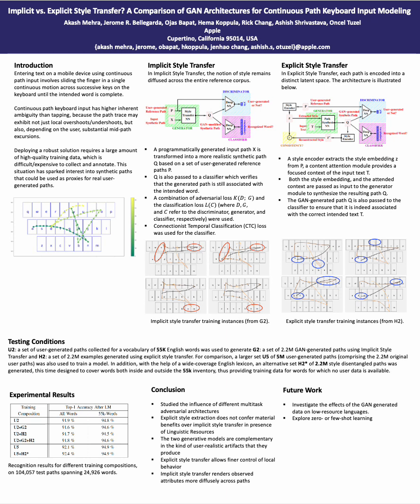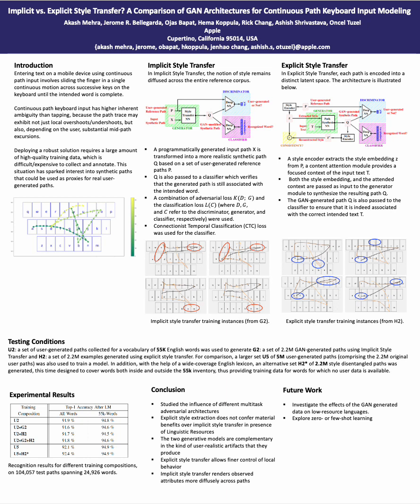There are two different methods that we study. First is implicit style transfer. In implicit style transfer, the notion of style remains diffused across the entire reference corpus. The architecture is actually shown in the second panel.